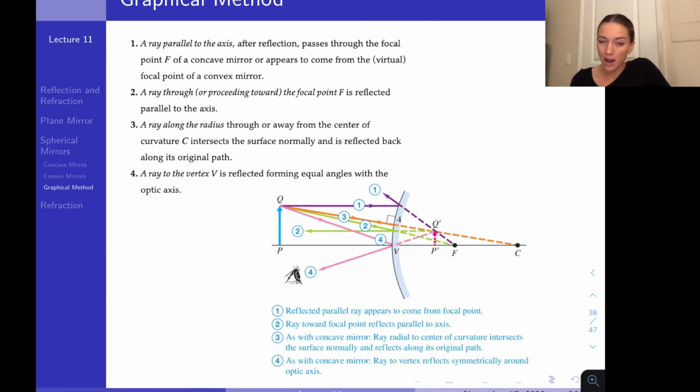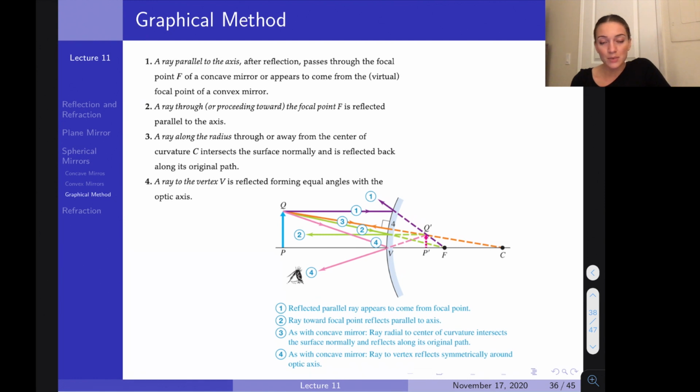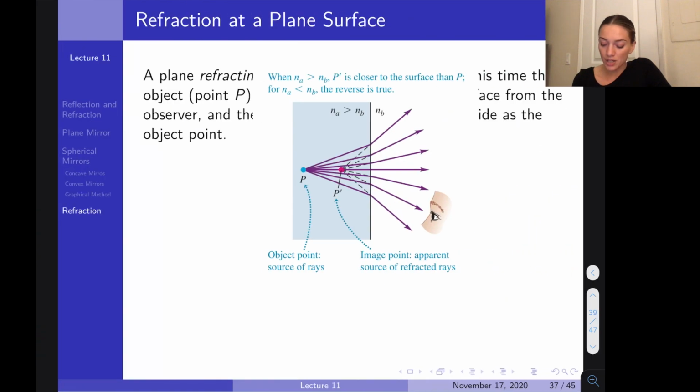Like I said, we probably won't need to do that in this class. You might need to do it in 52A, so it's worth knowing. But anyway, that's the graphical method of figuring out the image distance, the magnification, and whether it's inverted or upright. So now we're going to look at refraction.